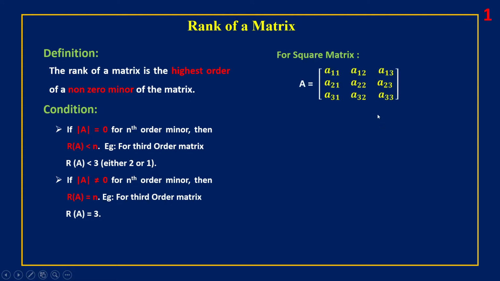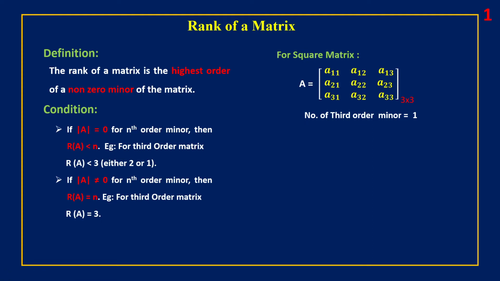I have considered a 3 cross 3 matrix as a square matrix. So here it consists of elements from A11 to A33. This is row 1, row 2, row 3. Column 1, column 2, column 3. It is a 3 cross 3 matrix. The number of third order minors, it is nothing but the determinant value. So it consists of 9 elements, that is equal to 1. The number of third order minors is 1.